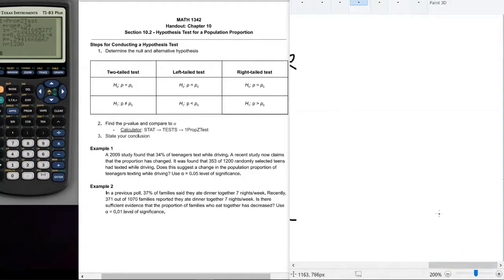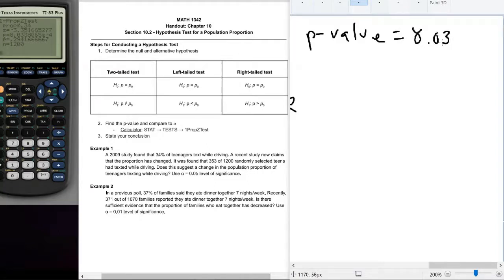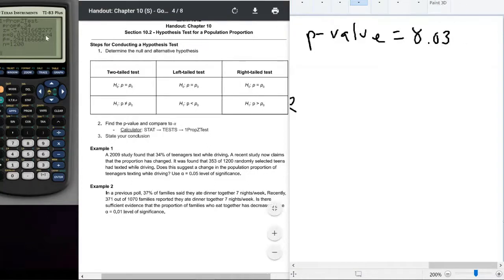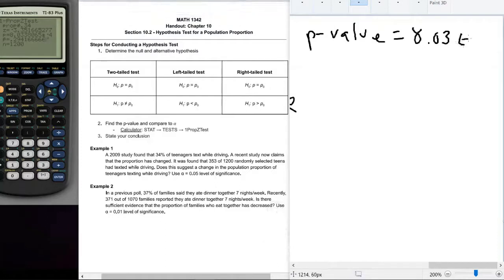Okay, so p-value is going to be this value right here, 8.03. But then notice the calculator gives towards the end this e-4 thing, right? Let me show you how to handle that e-4. That's a scientific notation that the calculator gives us. And what that means is we're going to take this decimal place and move it to the left 4 times.